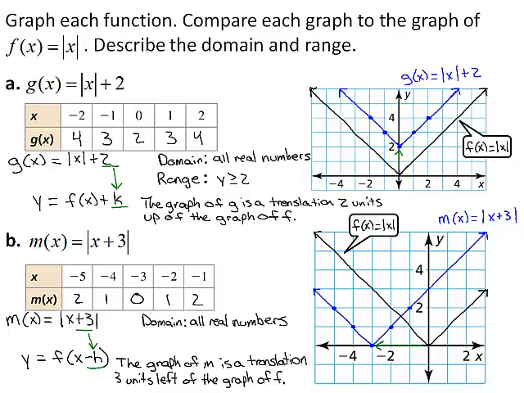The range of m is the set of all output values. From the graph, you can see that the range of m is all real numbers greater than or equal to 0, which can be written as the inequality y greater than or equal to 0.